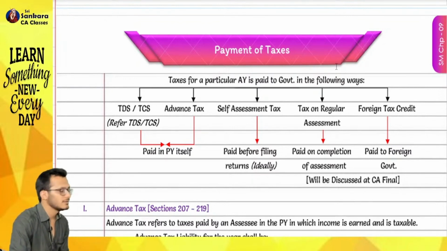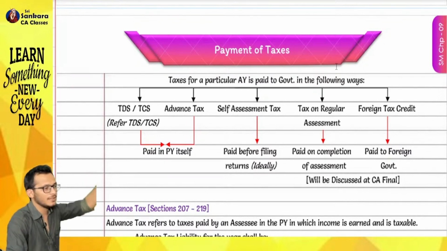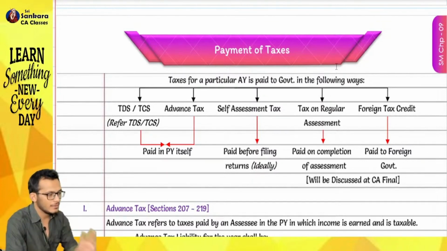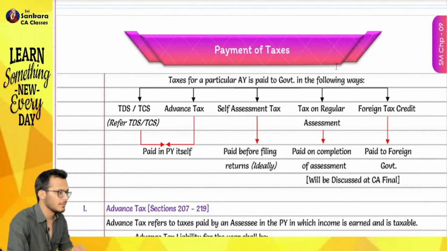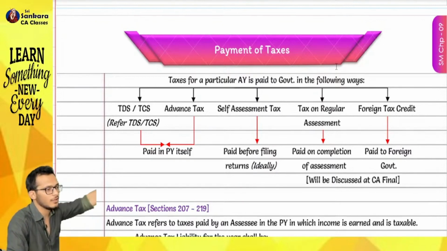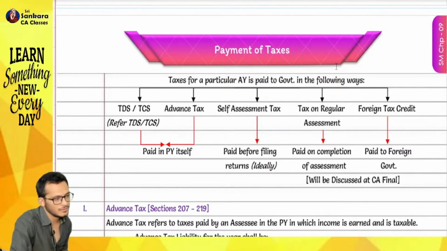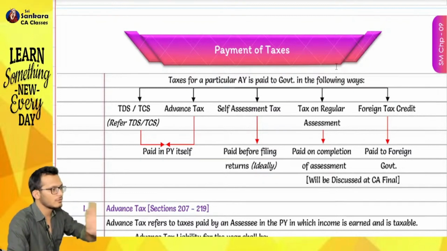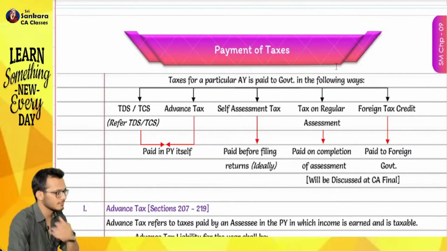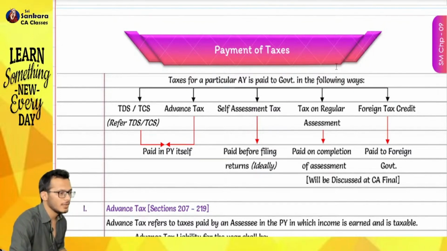Is it clear? Yes. So, what are the kinds of taxes which you can pay? You can pay either TDS or TCS or advance tax or self-assessment tax from the inter syllabus. From the final syllabus, you learn something else called foreign taxes, and you will also learn something called regular assessment tax. Final syllabus, not important from your inter perspective.